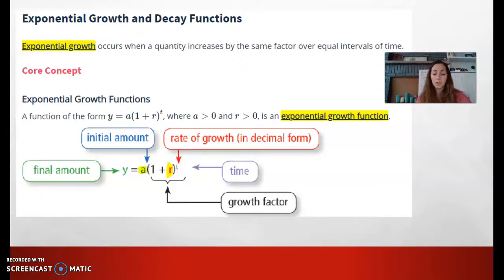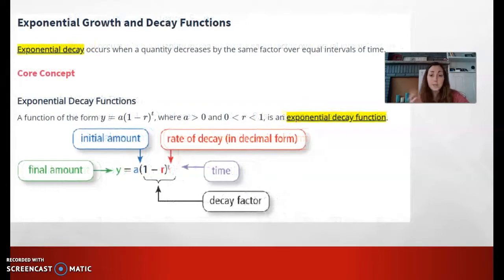I want to show you exponential decay. So here's decay. Notice it's almost all the same. There's one little bit of detail that's different here. Exponential decay occurs when a quantity decreases by the same factor over equal intervals of time. So because it's decreasing, the difference is that everything is the same but that subtraction sign.